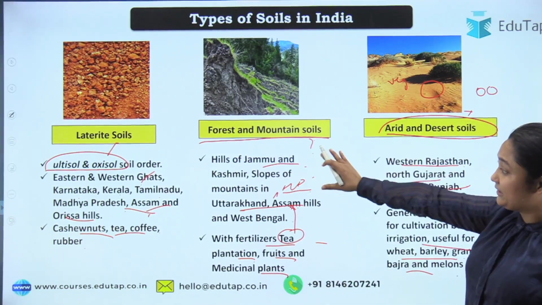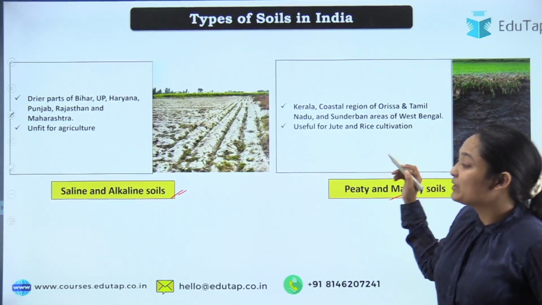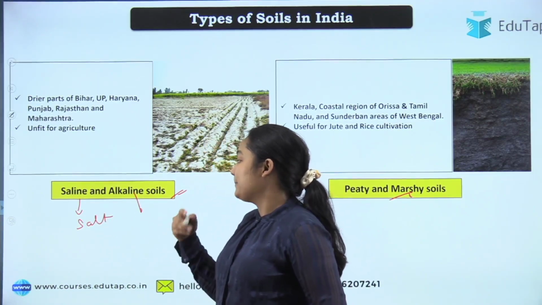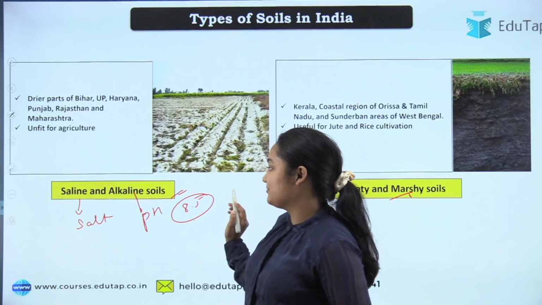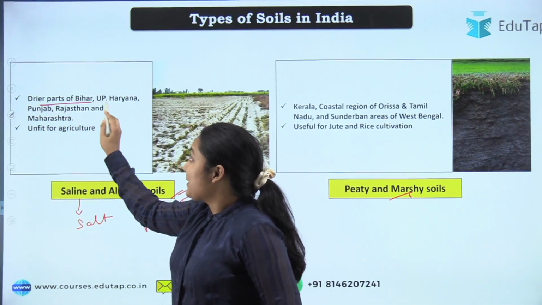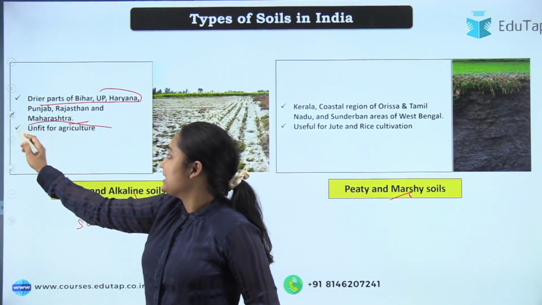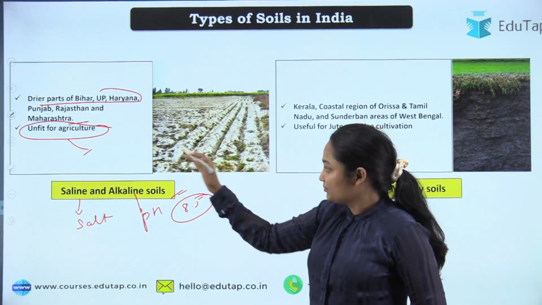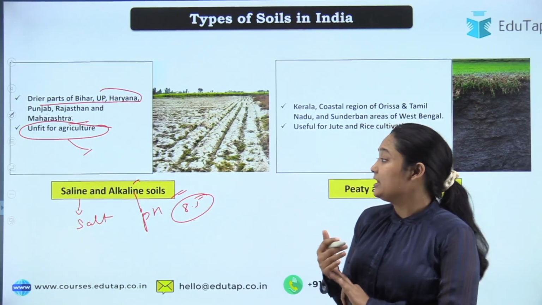Now discussing the remaining types of soil, these are saline and alkaline soil, and peat and marshy soil. See, saline means it contains salt. Alkaline means on a pH scale it will be basic, more than 8.5 pH we can expect in the alkaline soil. It is found in the drier parts of Bihar, UP, Haryana, Punjab, Rajasthan, and Maharashtra. And again, this is unfit for agriculture since the salinity is there. These are problematic soils.